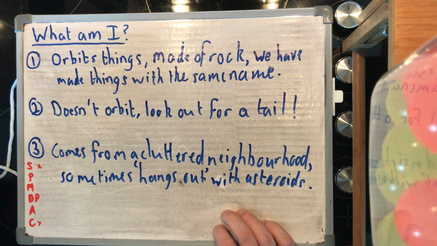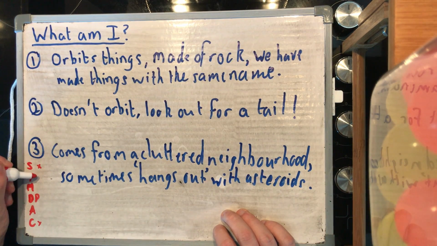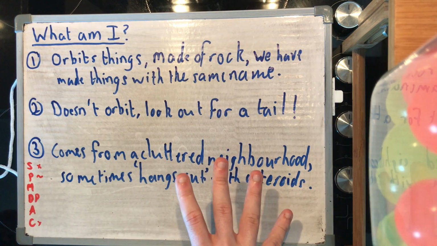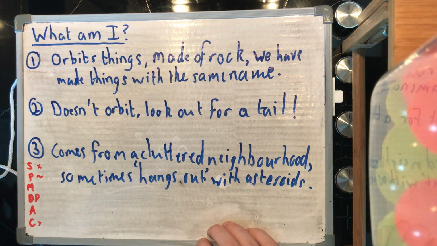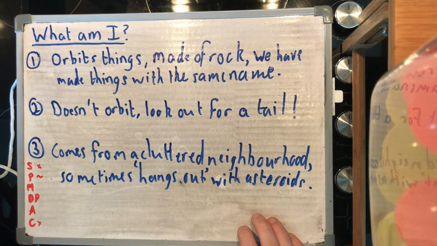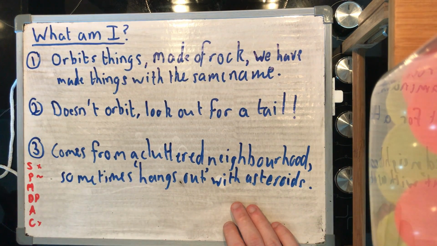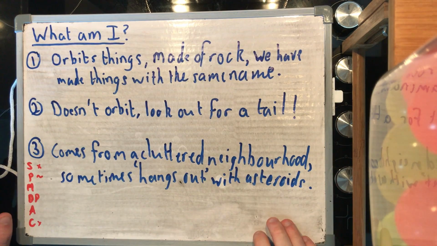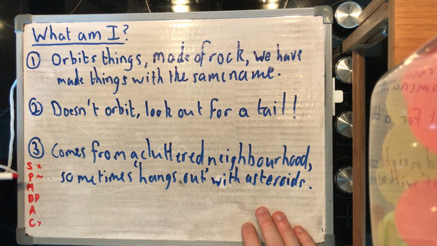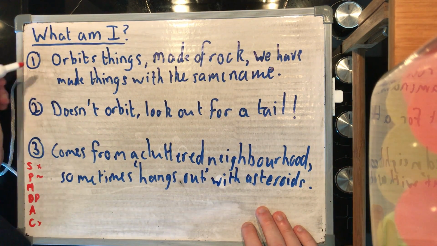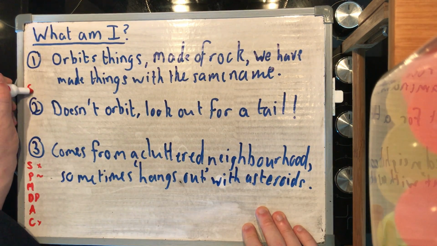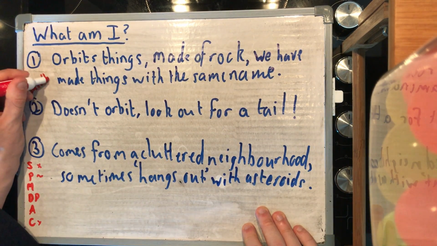Okay, it's made of rock. Does that help us in any way? Not really. Planets sometimes are made of gas, so it may not be a planet, because I haven't said sometimes made of rock. We have made things with the same name was your big hint. So this requires thinking back to your notes, and we said that moons have another name. Do you remember what we called them? We called them satellites.